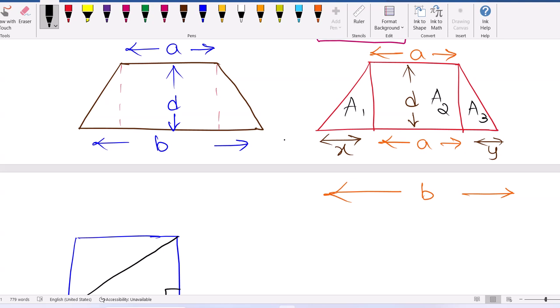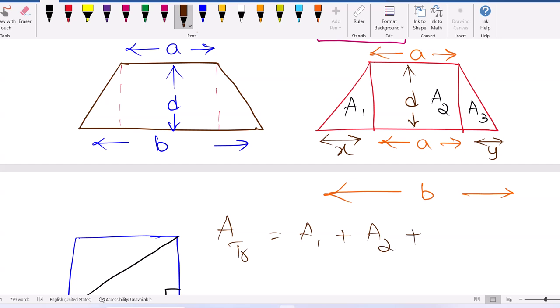A1 is the area of this triangle. A2 is the area of the rectangle. A3 is the area of this triangle. Combined, they make the trapezium area. Superb. So, the area of the trapezium, I am writing TR, is A1 plus A2 plus A3.